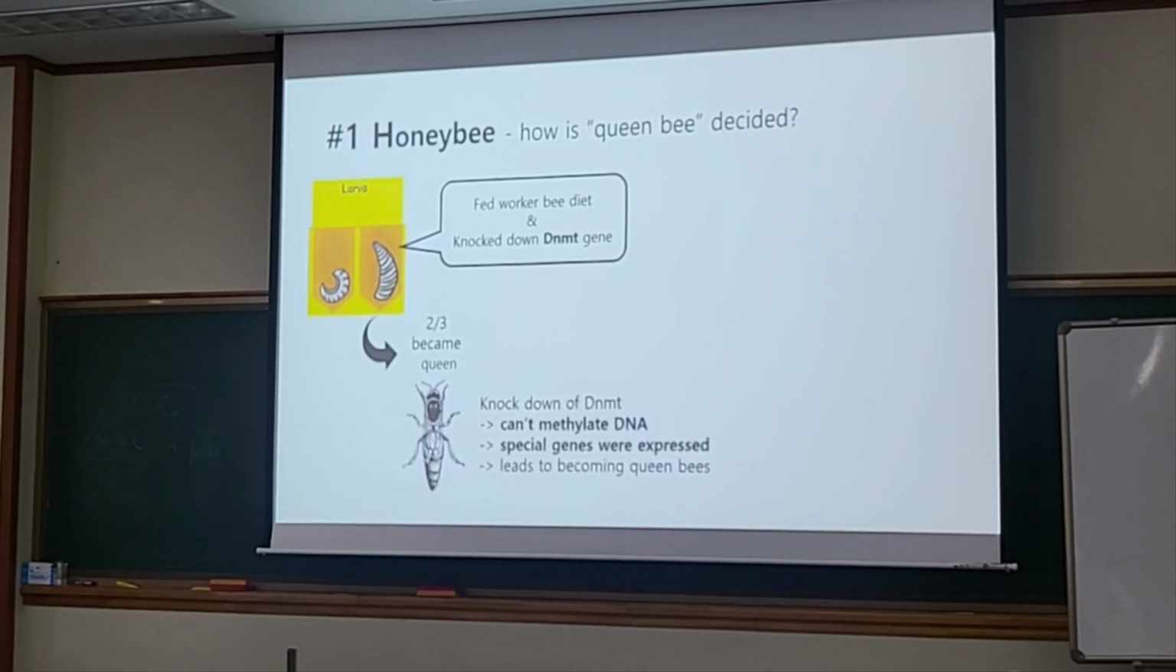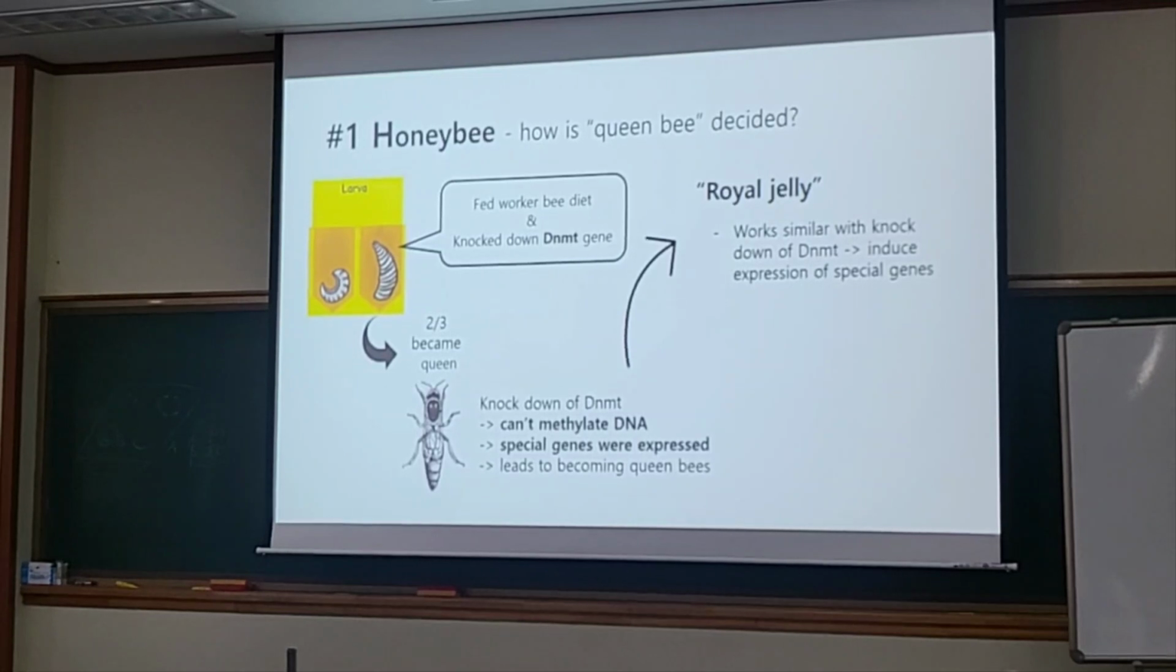Surprisingly, even though they ate the worker bee diet, two thirds of the larvae grew up to become queen bees. By knockdown of the DNMT gene, some DNAs couldn't be methylated, so those genes were expressed. So we can predict that these specially expressed genes induce the larvae to become queen bees. And we can also predict that in royal jelly, there is something that works similarly to a knockdown of DNMT, something that inhibits DNMT and induces expression of special genes.